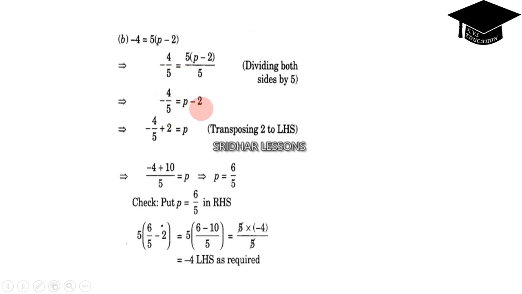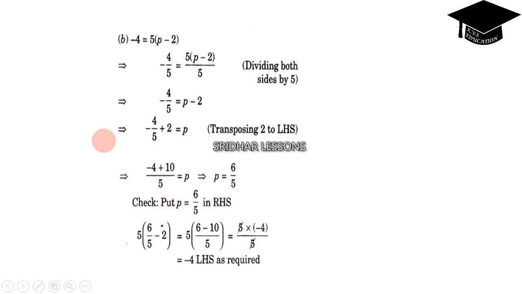Upon transposing 2 to the left hand side, it will become minus 4 by 5 plus 2 is equals to p. That means if you take LCM 5, minus 4 plus 5 into 2 is 10. So p is equals to 6 by 5.